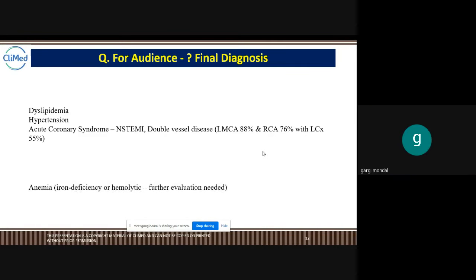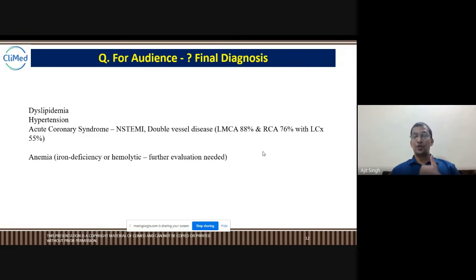Anemia. It could be either iron deficiency or hemolytic. Further evaluation is needed. We cannot say directly whether it is hemolytic anemia or iron deficiency anemia, but it is definitely one of these two, because here RBCs are on the lesser side, only 2.2 million, and hemoglobin is 9.2. So we can say the anemia is either iron deficiency or hemolytic.